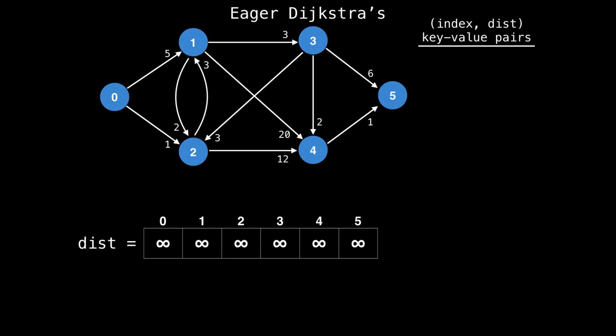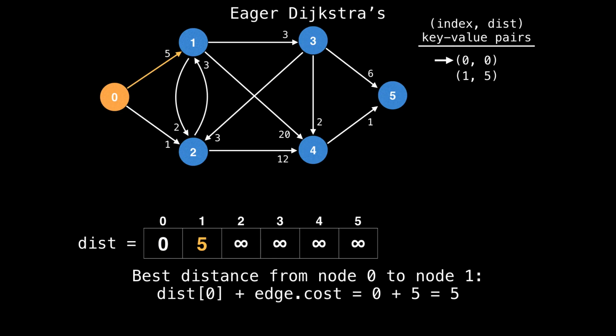Now we're going to take a look at the eager version of Dijkstra's algorithm where we don't have duplicate keys in the priority queue. So to start with, assign a distance of 0 to the start node at index 0 in the distance array. Also insert the key value pair 0, 0 into the priority queue to indicate that we intend on visiting node 0 with a best distance of 0. Then the algorithm starts and we look inside the priority queue for the first time and we discover we should visit node 0. From node 0, we can visit node 1 by taking the edge with cost 5. This gives us a best distance of 5, so we update the best distance from infinity to 5 in the distance array. Also add this information to the priority queue.